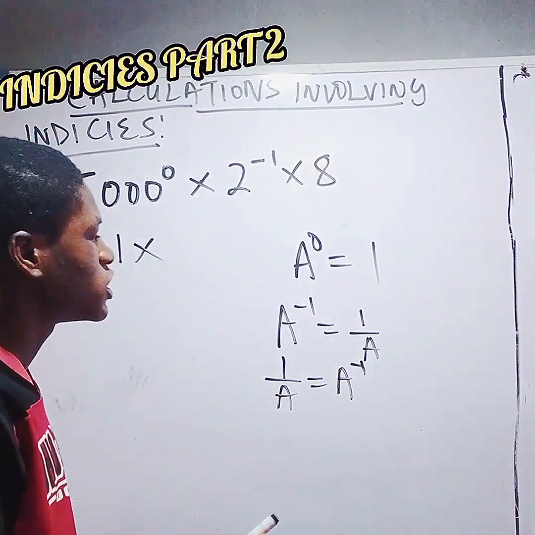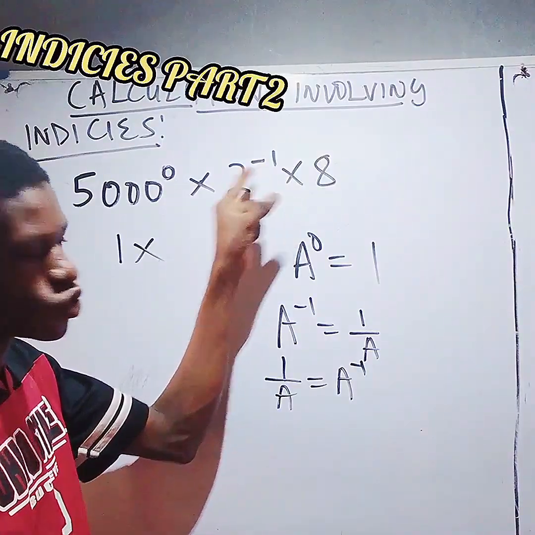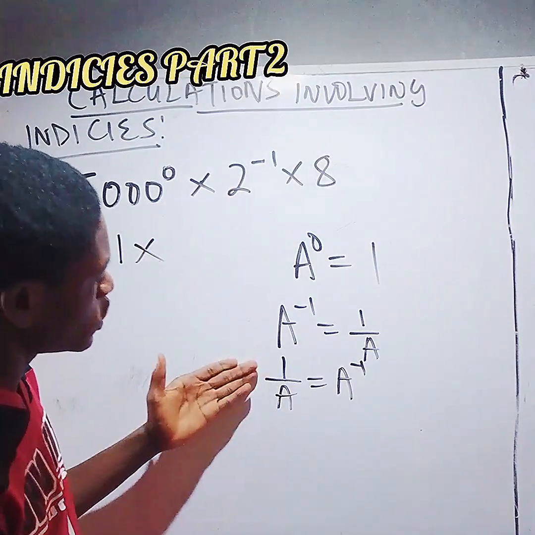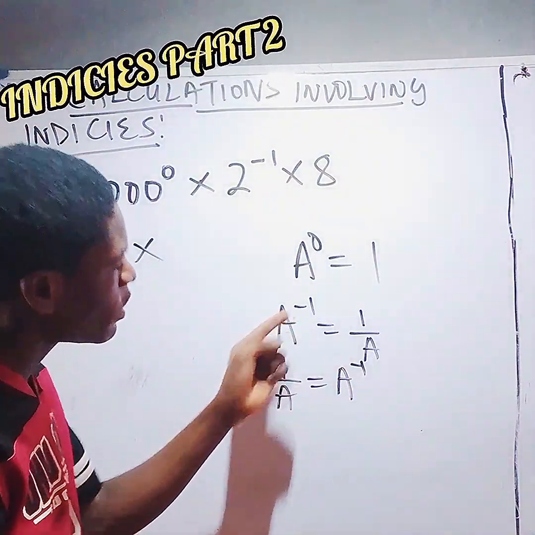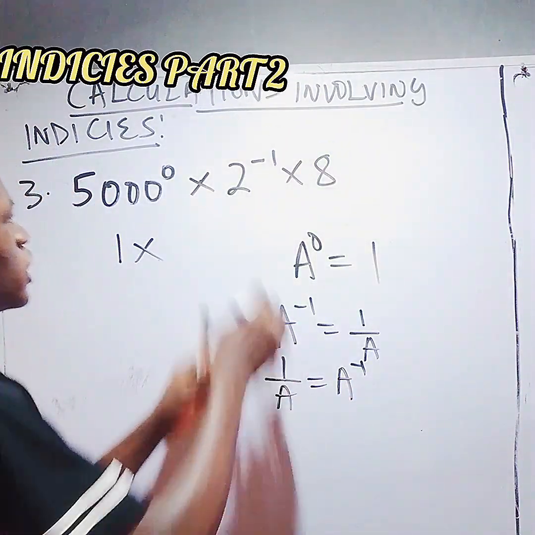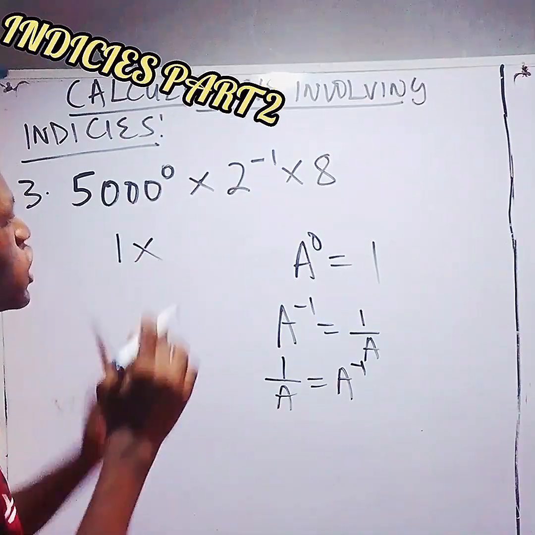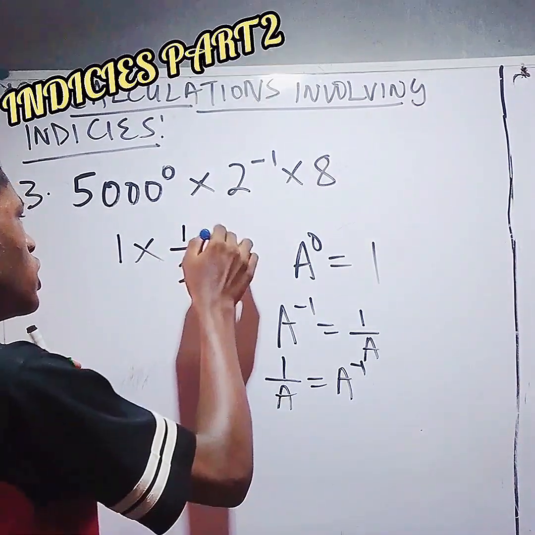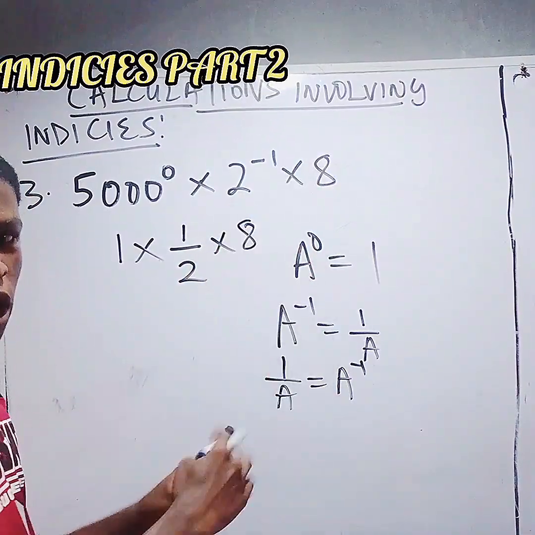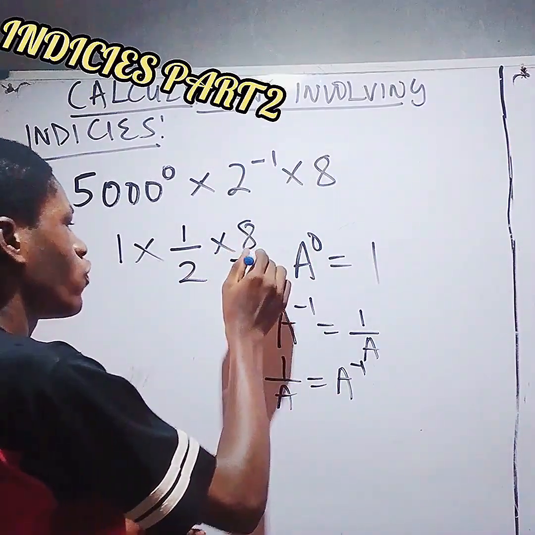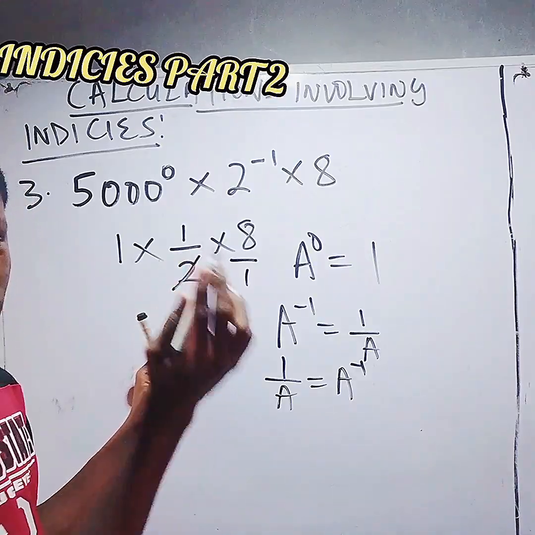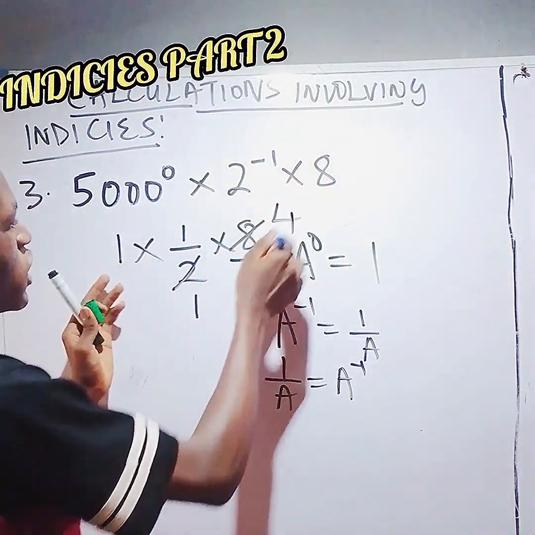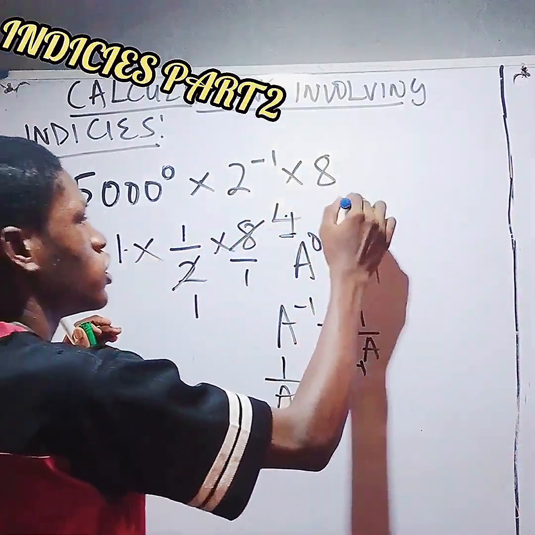So it means that I can change 2 raised to the power of minus 1, according to this law, to 1 over 2. Both are the same thing. So we have it that this is equal to 1 over 2, right? Then times 8. Now at this point, it's just a fraction. So 8 over 1. Now 2 divided by itself is 1, and 8 divided by 2 is 4. So my answer is just 4. 1 times 1 times 4 is what? It's 4.